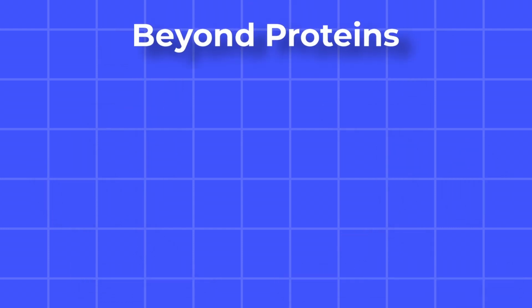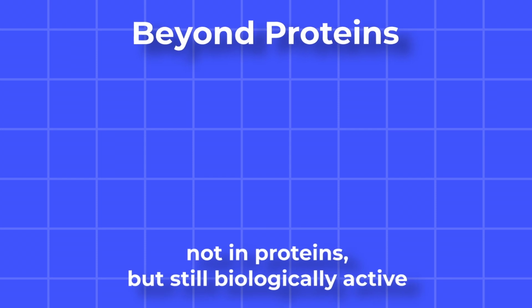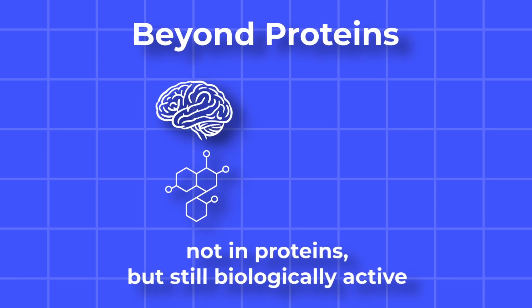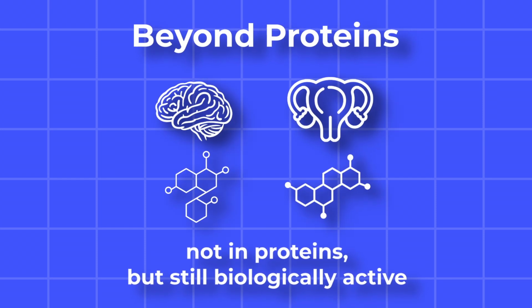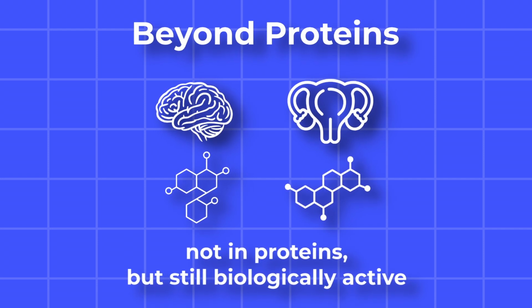Now, not every amino acid you meet is part of a protein. Some amino acids and amino acid derivatives act as signaling molecules, such as neurotransmitters and hormones, even though they are not built into proteins. Let us practice.